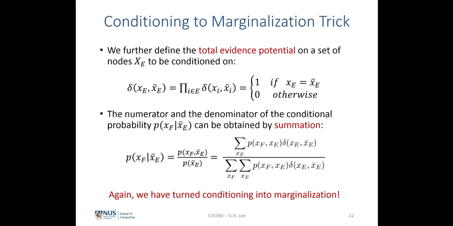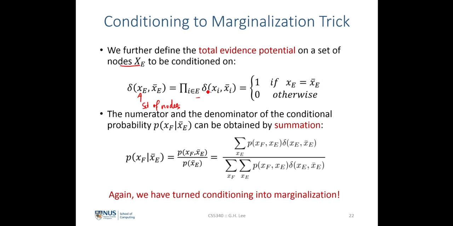So instead of just one evidence node, we can further define the total evidence node on a set of nodes, which we collectively call XE. We can do the same trick where we denote this as delta of XE and XE bar, where XE now represents a set of nodes instead of just one evidence node. This can be simply written as the product over all the respective evidence nodes in the set E, which we index by i, of delta of xi and xi bar, where it equals 1 if XE equals XE bar. This means that all the random variables in the set E have to be equal to XE bar.